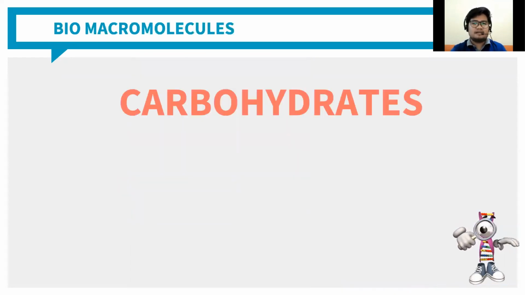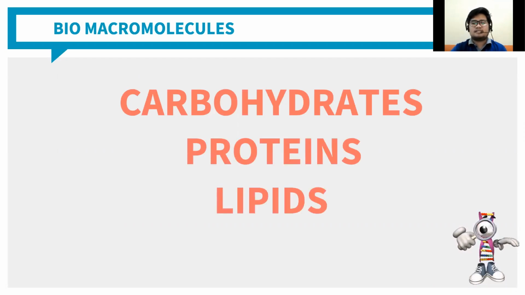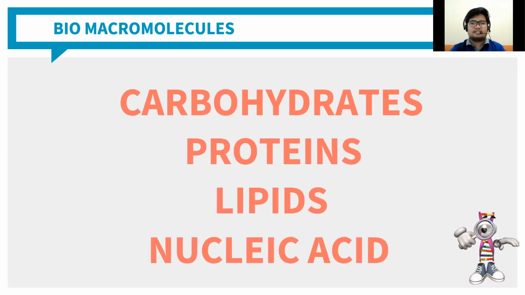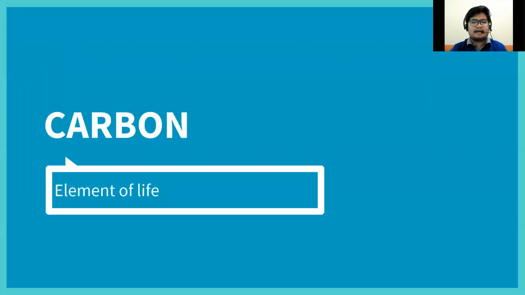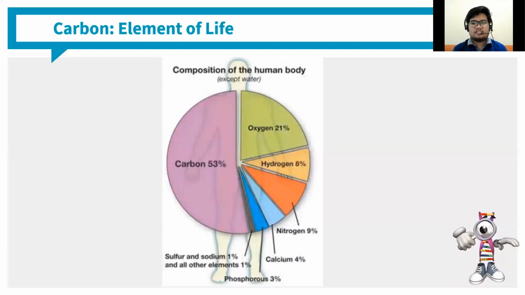Okay? So as you guessed it, the 3 biological macromolecules are carbohydrates, proteins, lipids, and the last one is the nucleic acid. Before going deeper, let's first discuss the fundamental reason why these macromolecules were formed in the first place. That is because of the sixth element on the periodic table, the one dubbed as the element of life, carbon. So the chemistry of life is largely the chemistry of the element carbon.